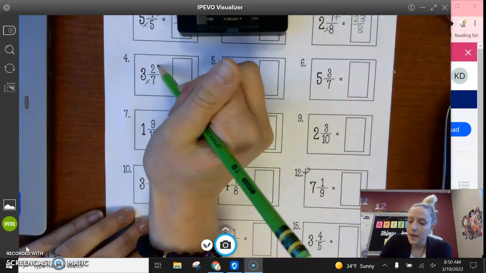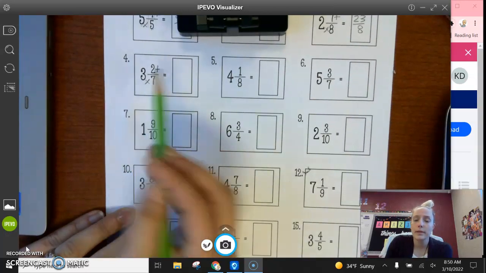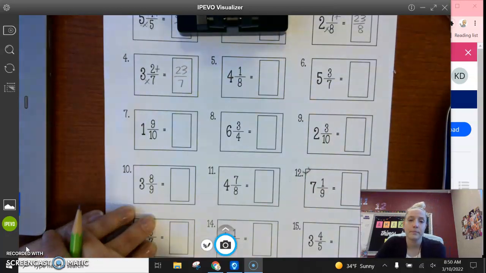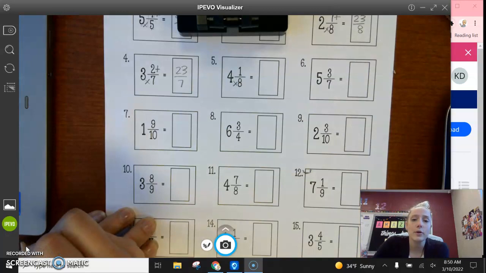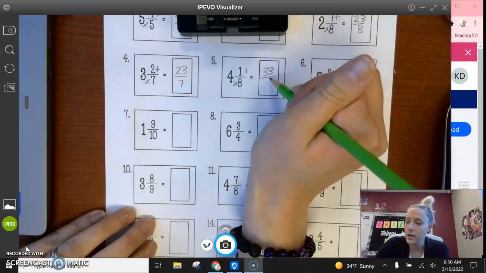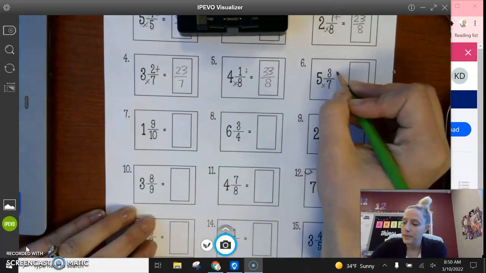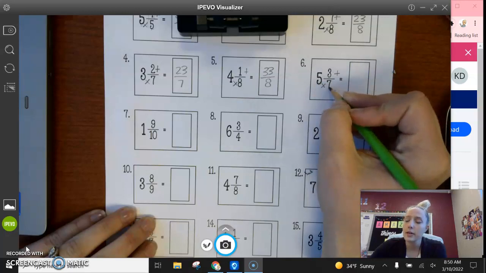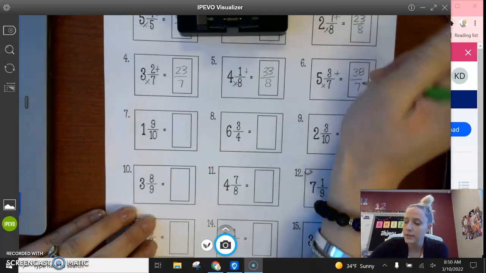3 times 7 plus 2. 3 groups of 7 is 21. Plus 2 is 23 over 7. 4 groups of 8 is 32. Plus 1, 33 over 8. 5 groups of 7 plus 3. 5 groups of 7 is 35. Plus 3 is 38 over 7.